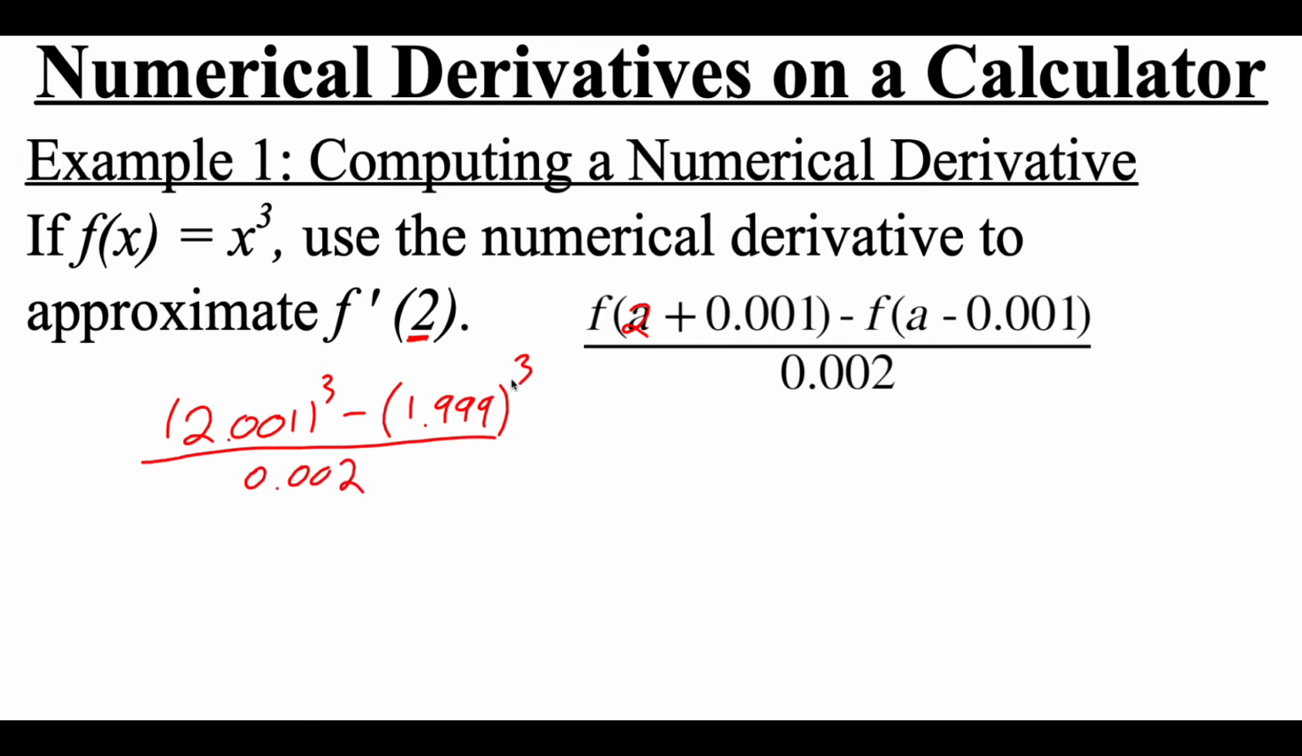And this is really easy for us to type into our calculator. If we do that, we should get 12.000001. But now let's look at how we do this on our calculator as well.